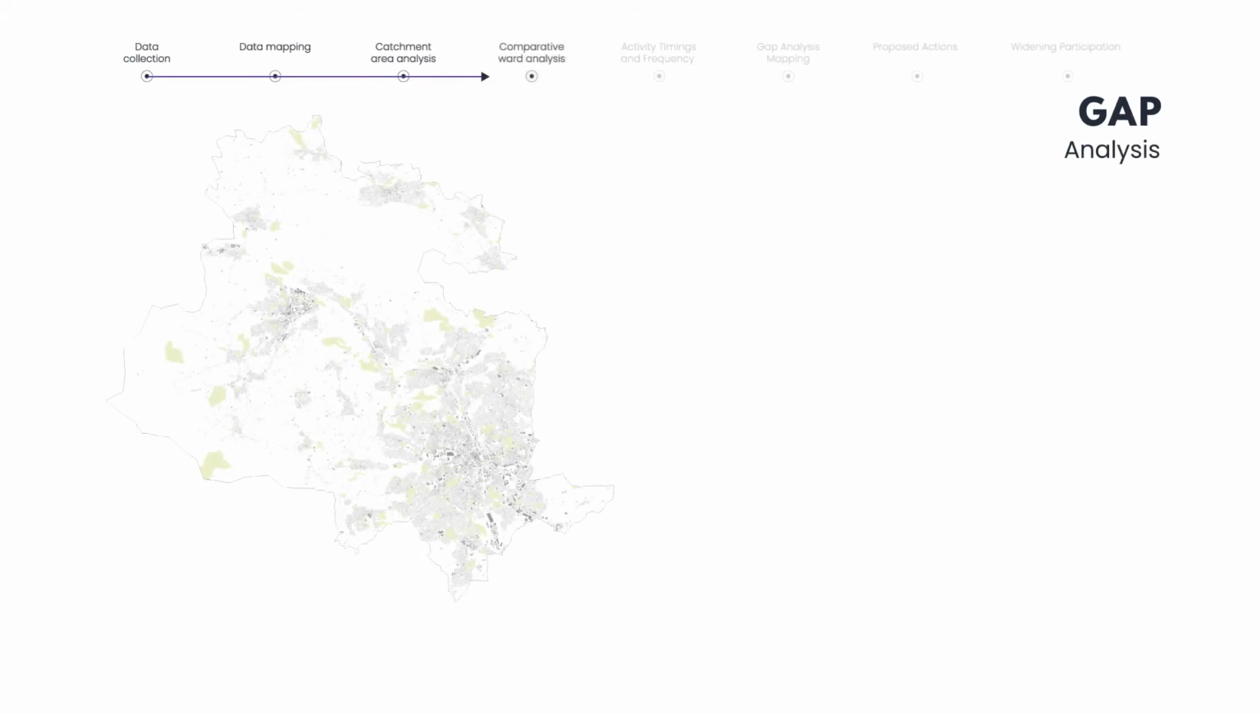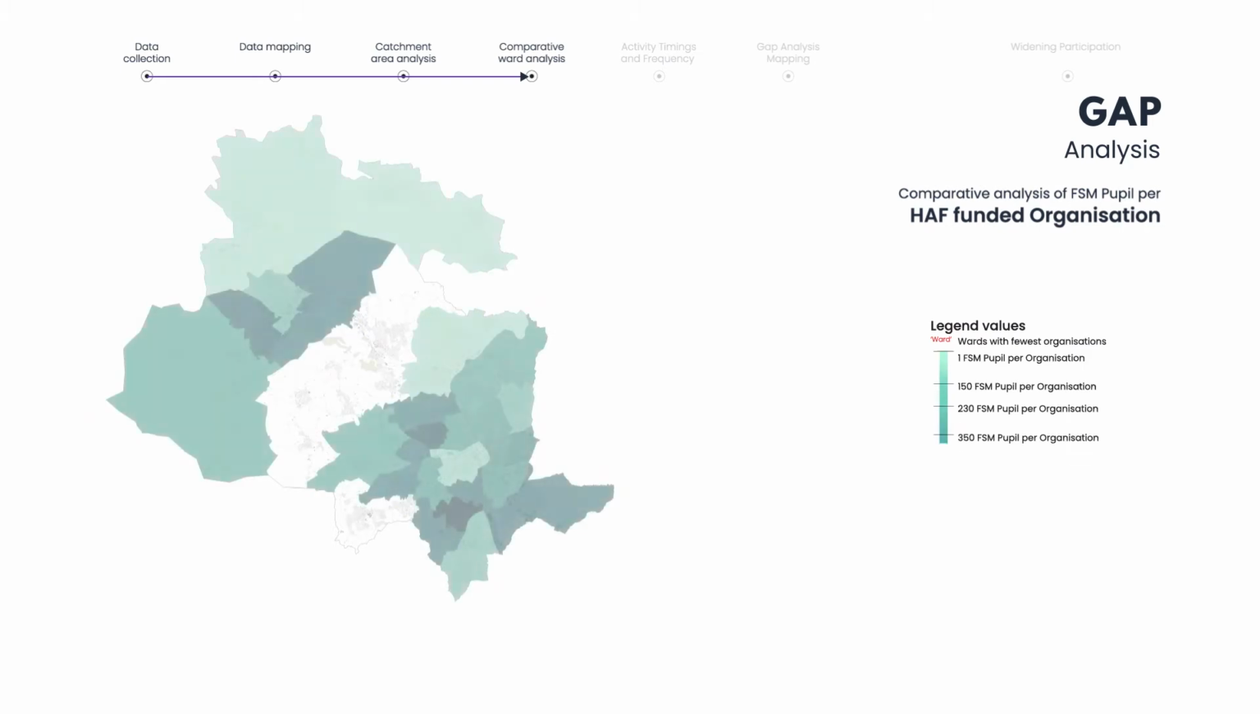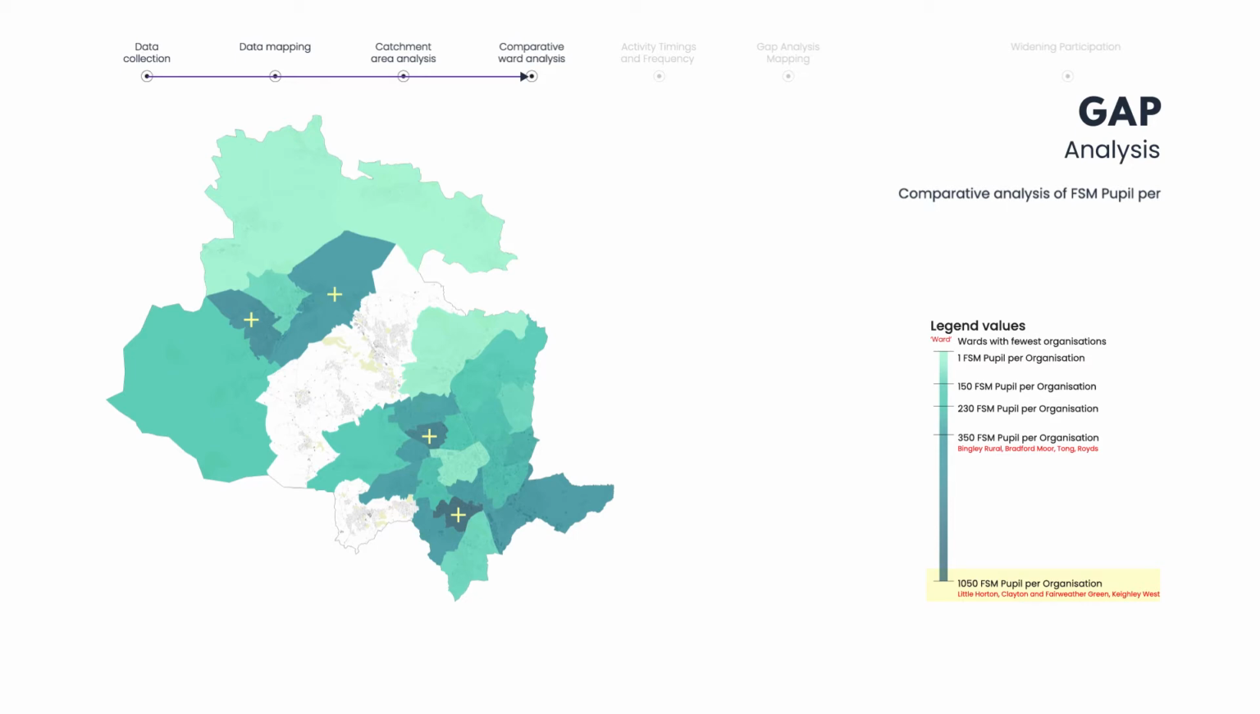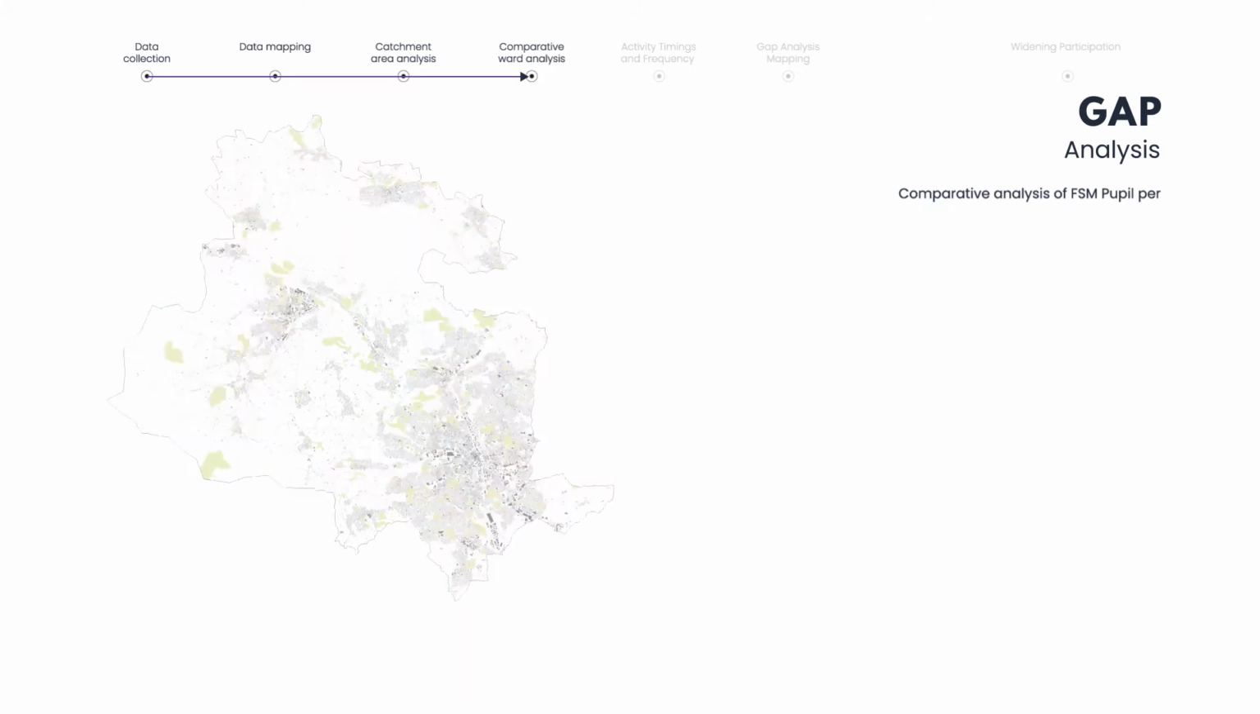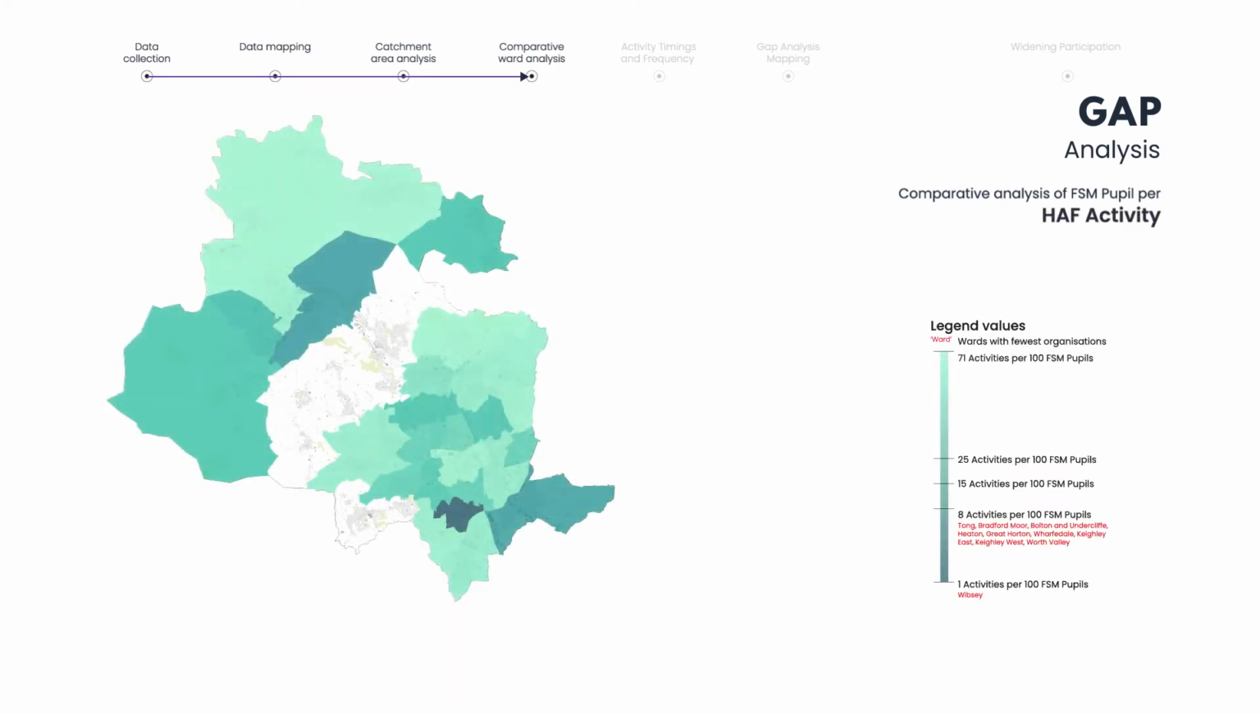In the second section, we are looking at the gap analysis, where we see that there are areas which are very dark, where there is an undersupply of organizations in relation to how many free school meal pupils there are. And in the areas where it is very light, there is an oversupply of organizations. We similarly assess undersupply of activities themselves in relationship to the number of free school meal pupils.